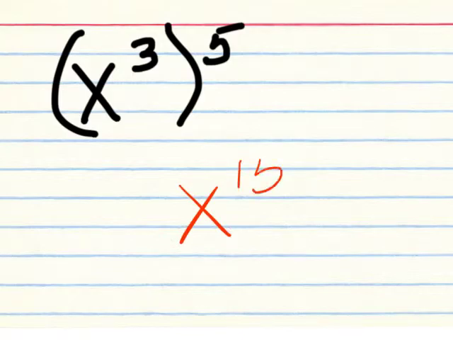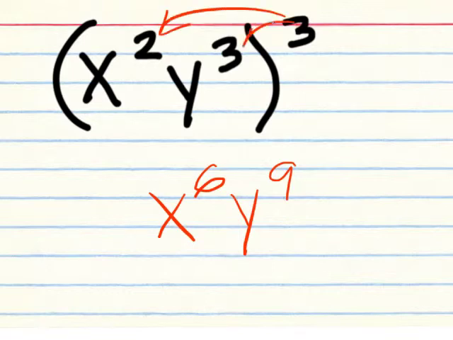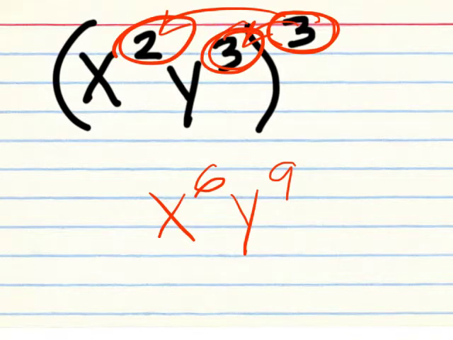What's the answer to this? X to 15. What's this? X to 18. Because you have to add inside. Yes, distribute the 3 to each of the exponents inside the parentheses. So it would be 3 times 2 to get x to the sixth, and then 3 times 3 to get x to the ninth. Plus 2 x's in there. Distribute the 3 from the outside to each exponent on the inside.